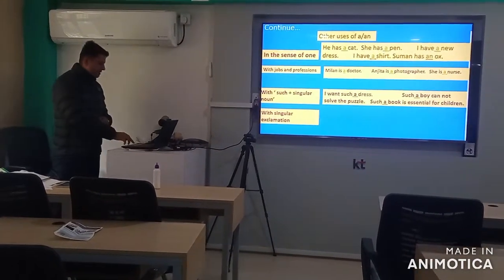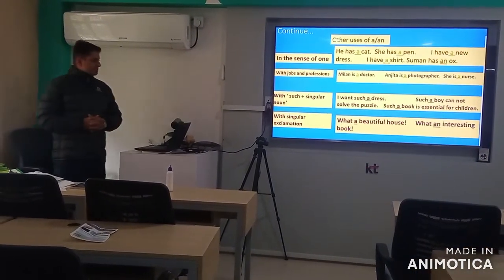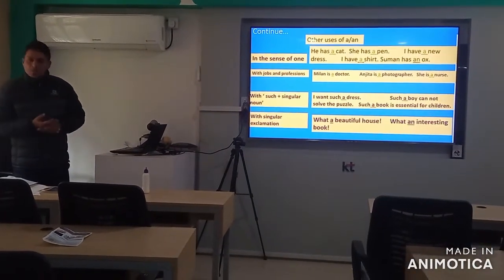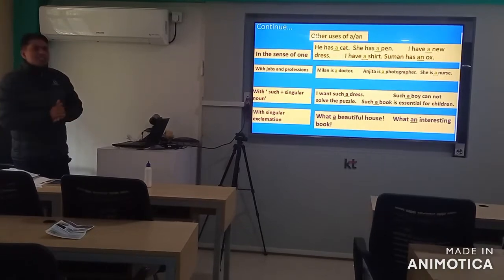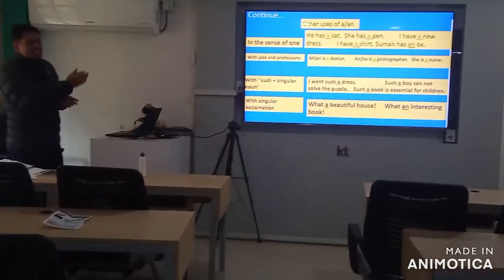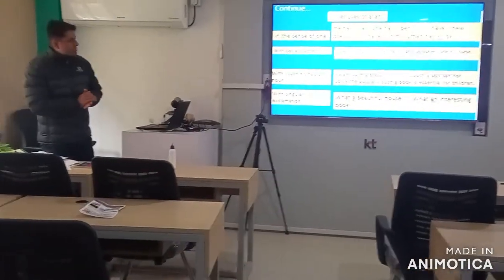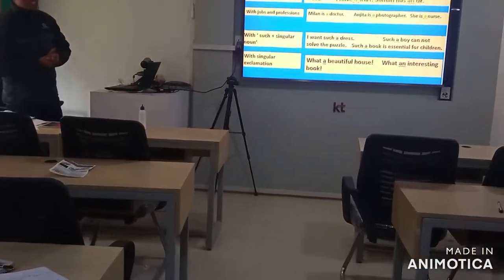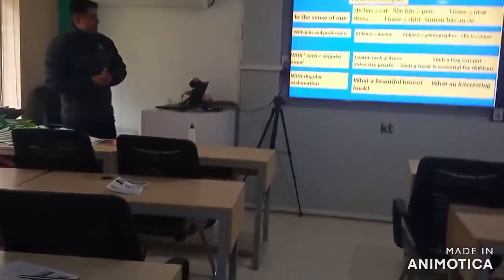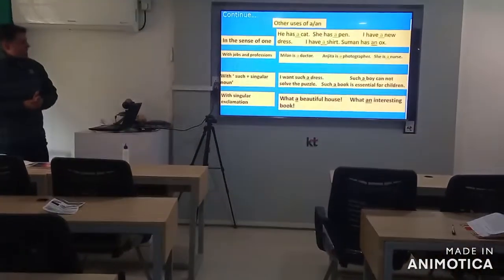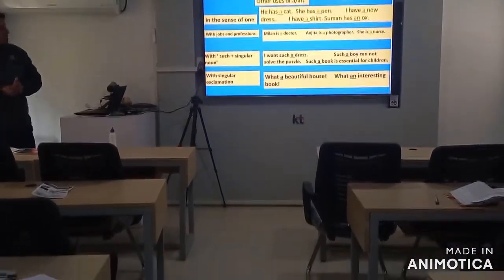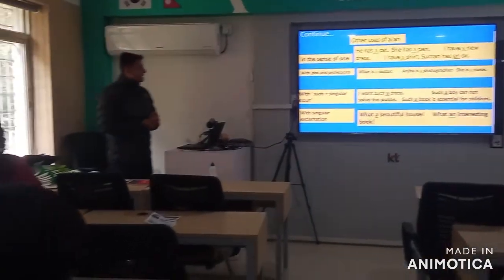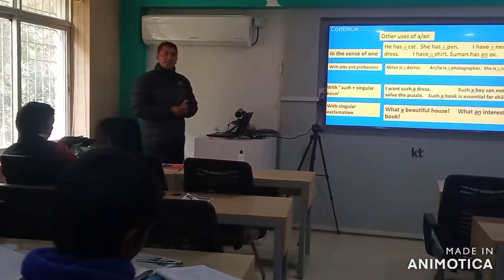Okay, the next one here, with singular exclamation marks. Here are some examples. What a beautiful house. Because here, house is singular. Even you can say exclamation marks plus, in that situation you have to use what a beautiful house. Then what an interesting book. Your book is singular countable. Then interesting, you see this word has a vowel sound. So with this exclamation also we use either a or an articles, right?